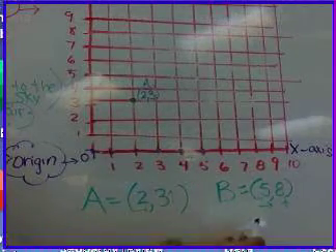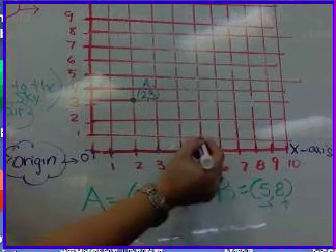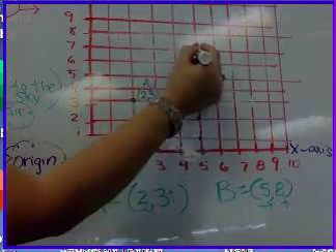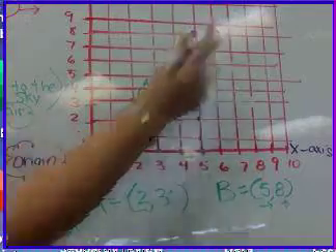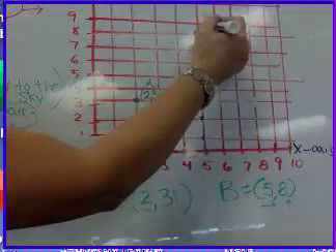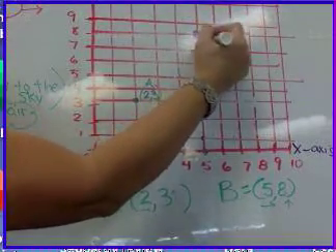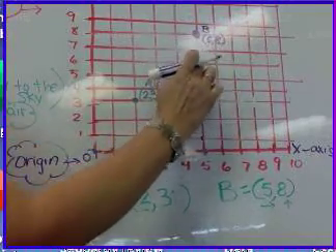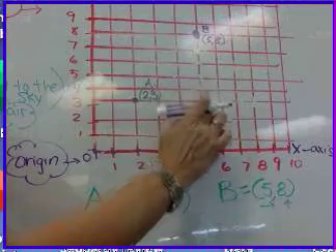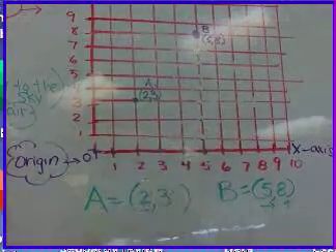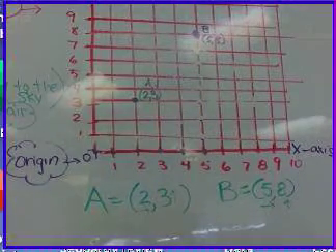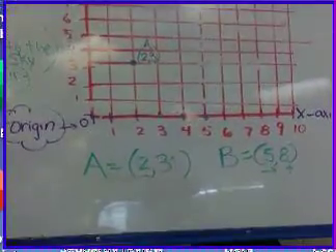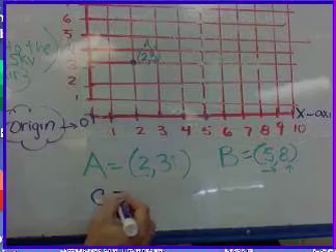Now we go up 8. Y to the sky. 1, 2, 3, 4, 5, 6, 7, 8. So my point is here. And this point will be B, also known as 5, 8. Now when you're doing this, you don't actually put your dots there. Okay? I'm just showing you how to do it by putting dots down.